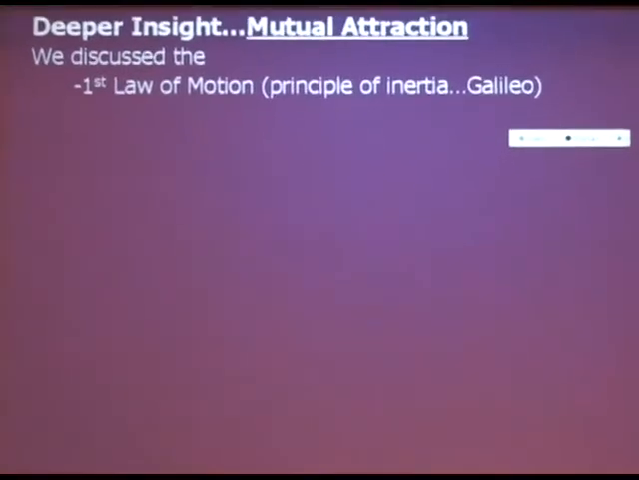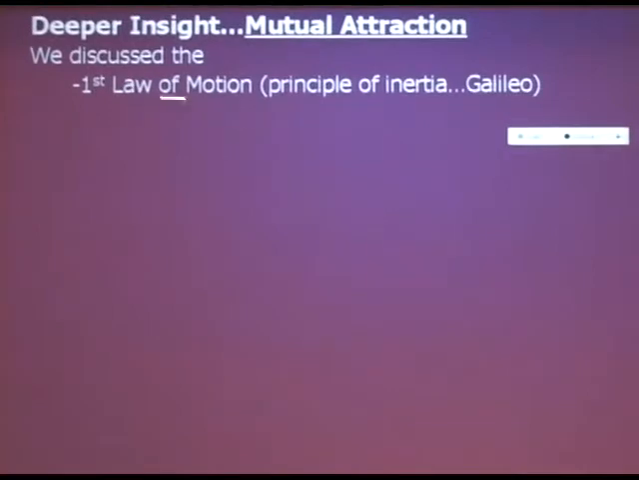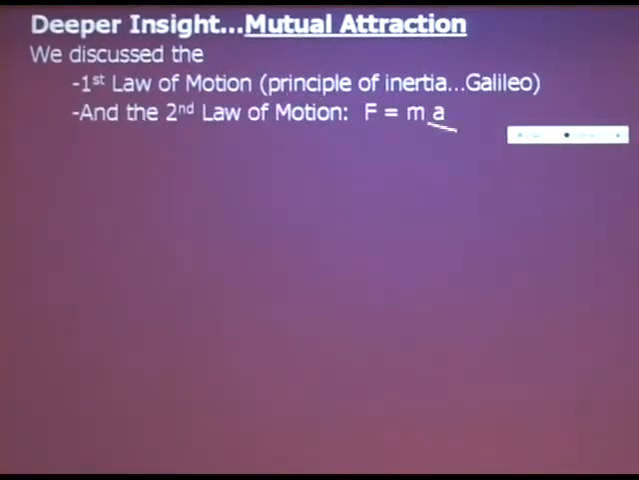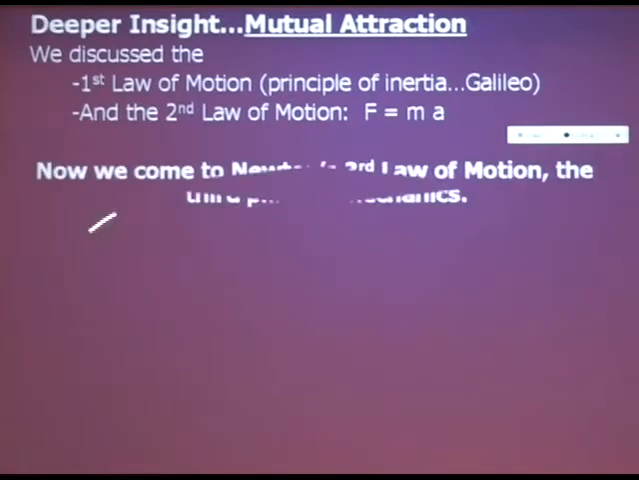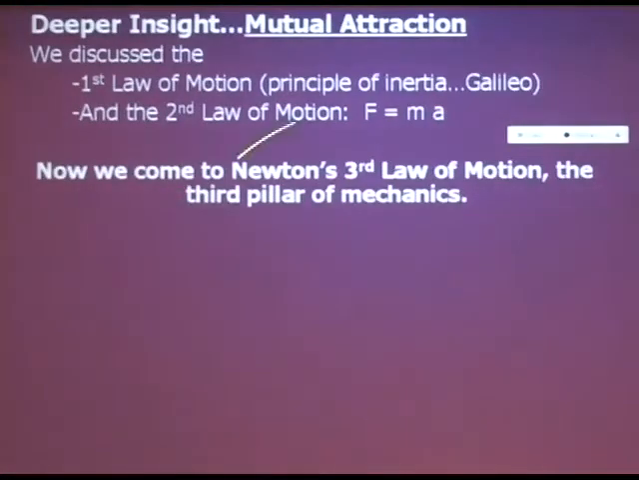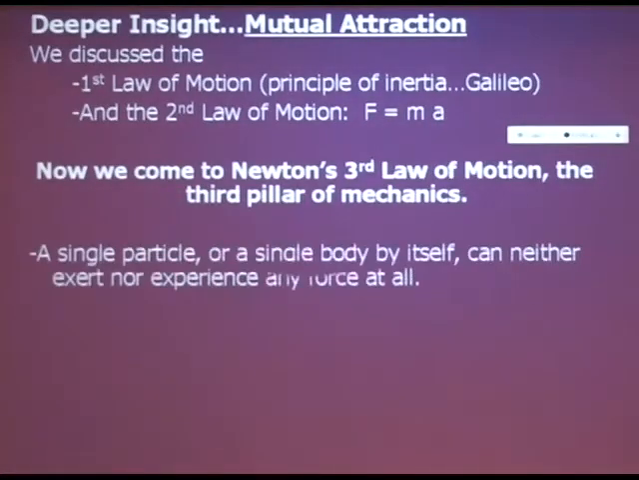This law is what is called the law of mutual attraction. We discussed this a little bit when we talked about sailing. So just to review again, the first law is the principle of Galileo, and the second law of motion is F equals ma. Now we come to the third law, which is actually the third pillar of mechanics, and I'm going to demonstrate this law for you once again on this chariot here.